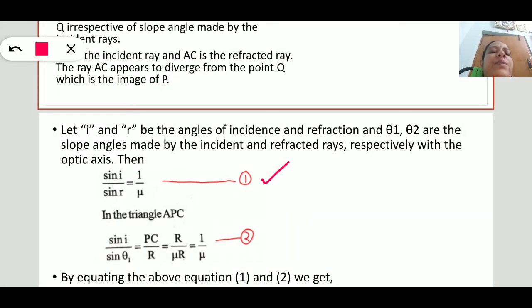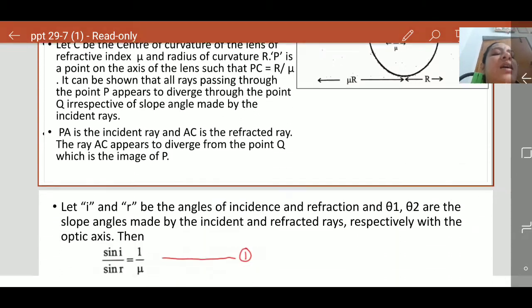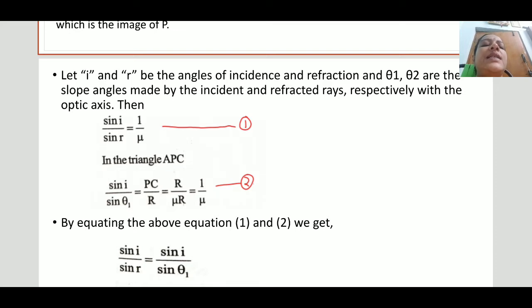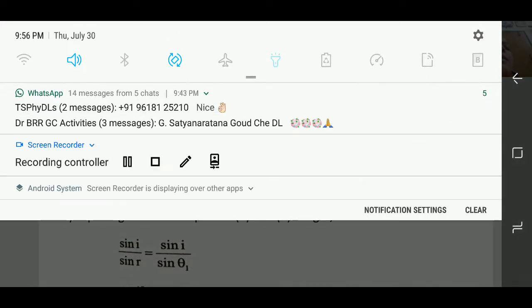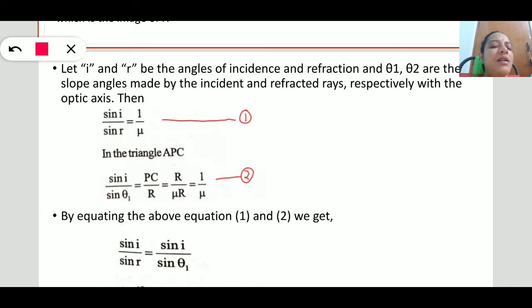So this is equation 1 by mu. Similarly, if you see this triangle PAC, in this triangle what we observe is that sin I by sin theta 1 must be equal to PC by R. Here PC is nothing but the radius of curvature, and R is equal to mu R. Equating these two equations, that is equations 1 and 2, we get sin I by sin R is equal to sin I by sin theta 1.